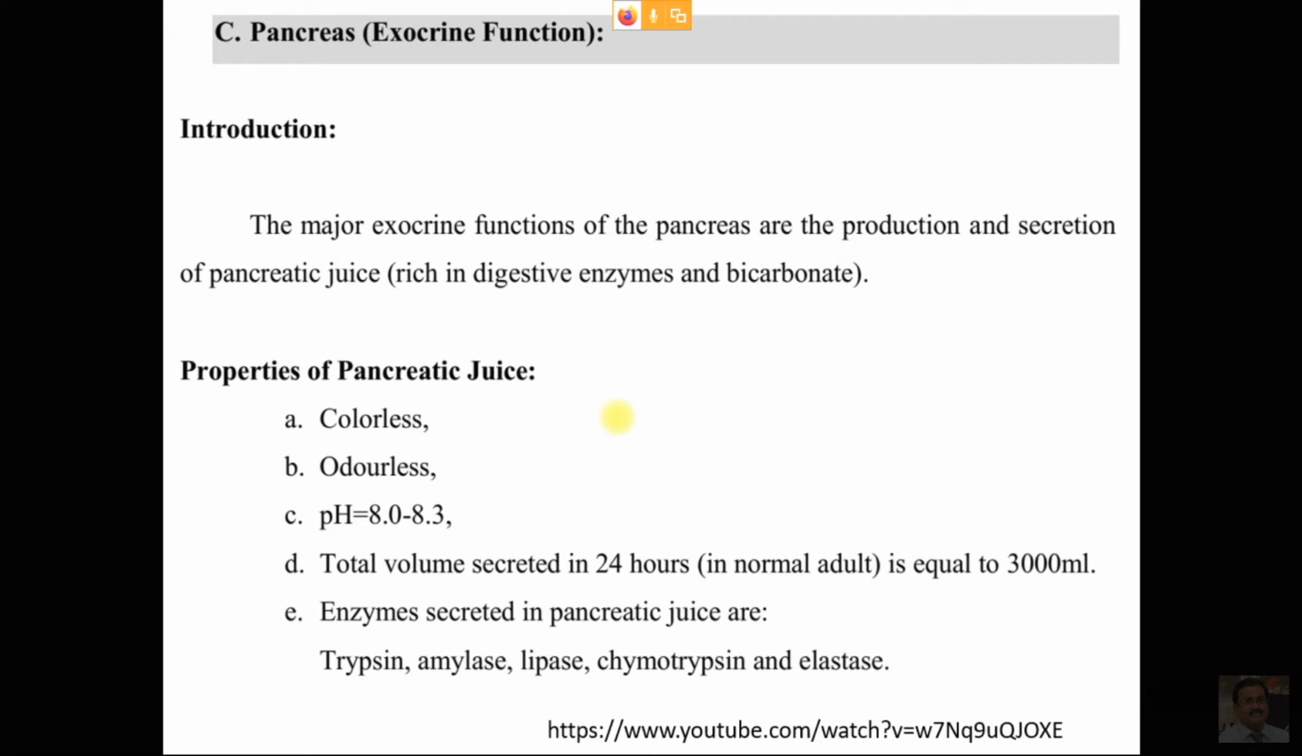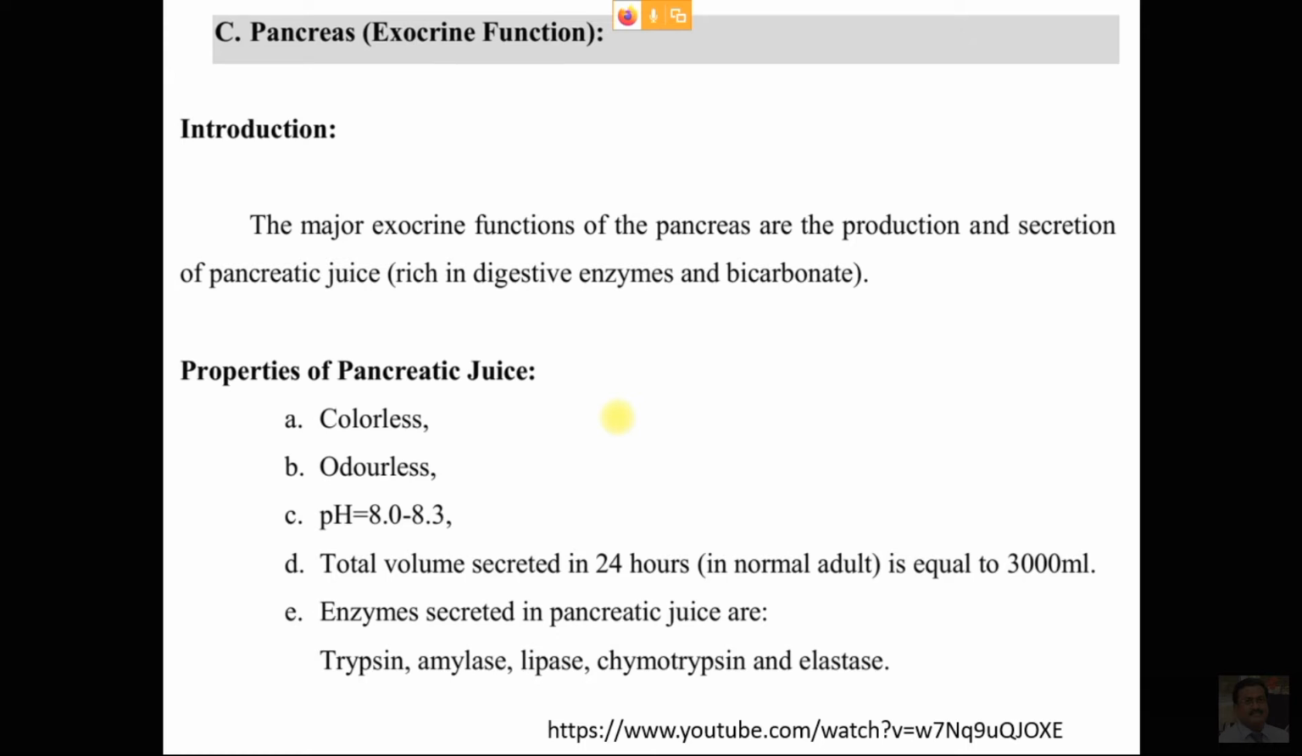So the pancreatic function is very important. Without pancreas there is no life, because these two hormones play a very important role to control glucose homeostasis, the maintenance of the normal glucose level in the body, both insulin and glucagon. Apart from that, we have one more function, that is exocrine function. So that is secretory function.